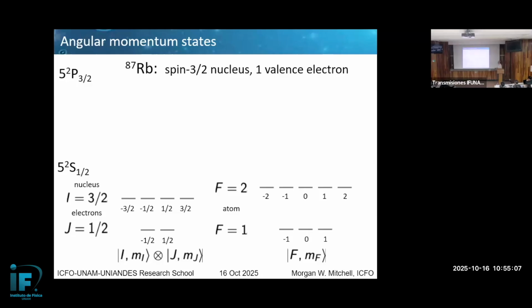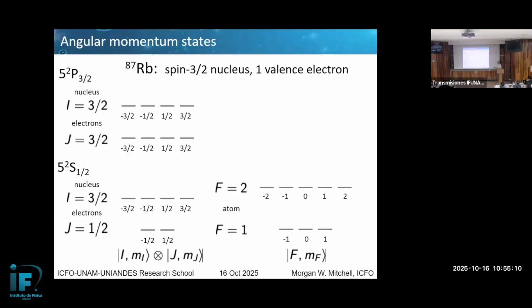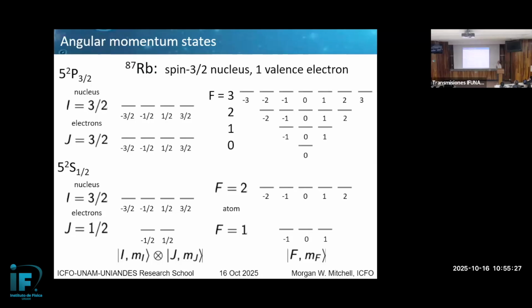Then our favorite excited state is the 5p3/2 state that now has a different value for the total electron spin, including the orbital angular momentum. And that gives us 4 times 4 states, which is 16. By adding these in different ways, we can get from F equals 0 up to F equals 3, and there are a total of 16 states here in the excited state. So these are internal states of the atom. There are a lot of them.